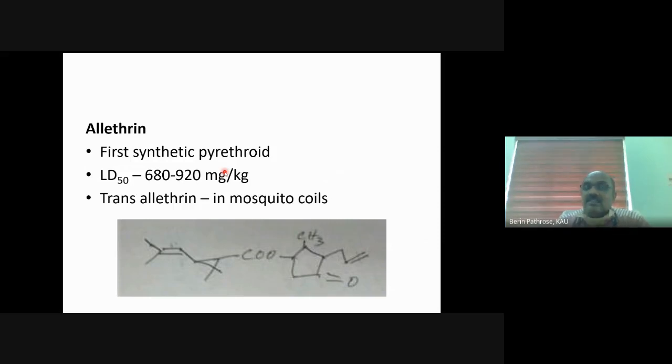Still, this allethrin is used in mosquito repellent coils and all. If you see your mosquito repellent packages, you can see it will have either pyrethrin or allethrin. Prallethrin or allethrin is the one which is commonly used nowadays in mosquito repellent coils. You can check what the content of it is.